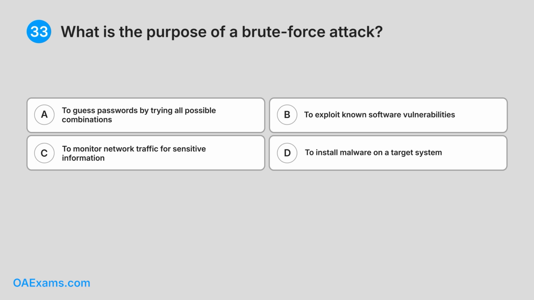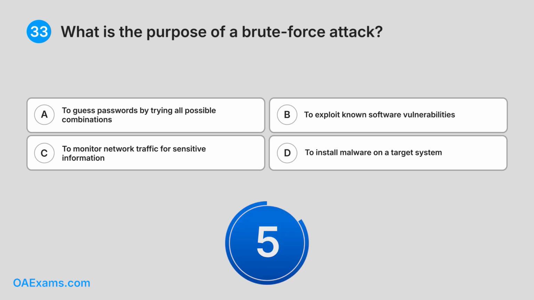A. To guess passwords by trying all possible combinations. B. To exploit known software vulnerabilities. C. To monitor network traffic for sensitive information. D. To install malware on a target system. Can you guess the answer?